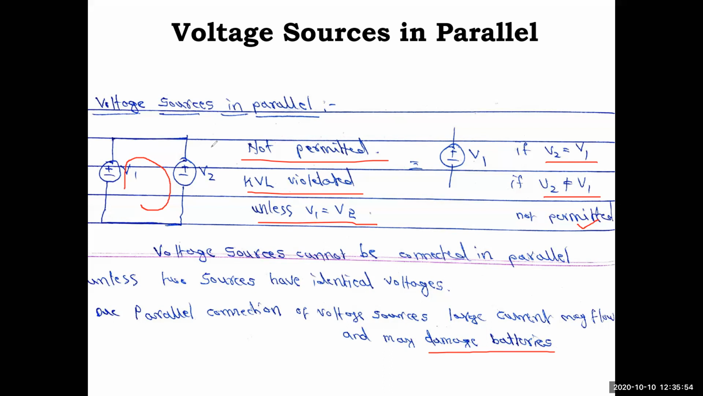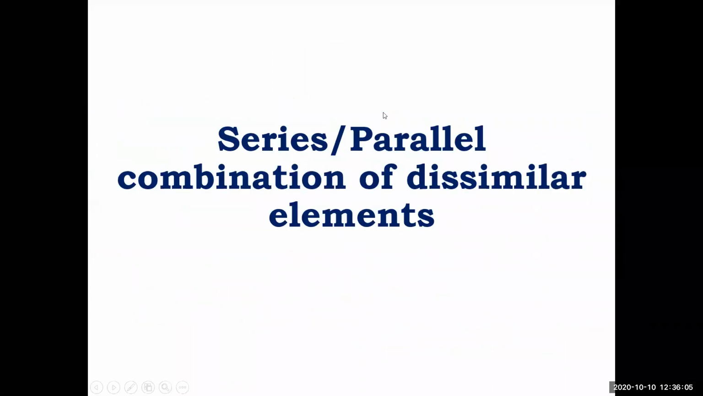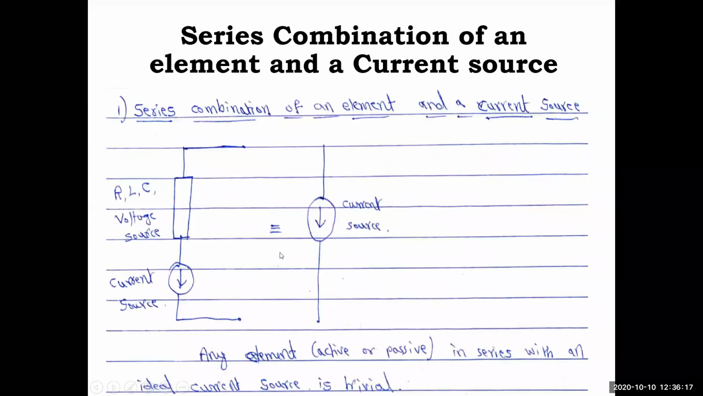Next we will see some important properties. We'll see the series parallel combination, the hybrid connection, in this video. Series parallel combination of dissimilar elements. That means if you have an element and a voltage source, or an element and a current source, these are two important properties. We will use them in solving problems, so go through this.